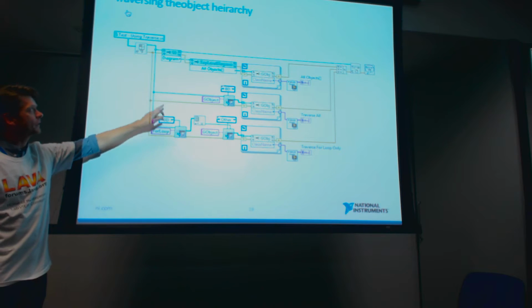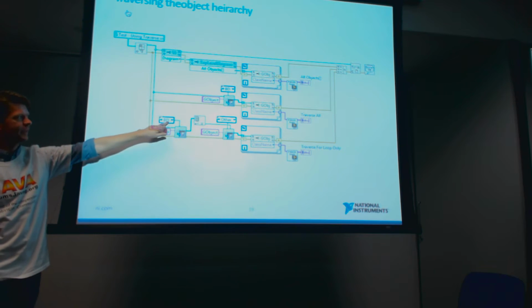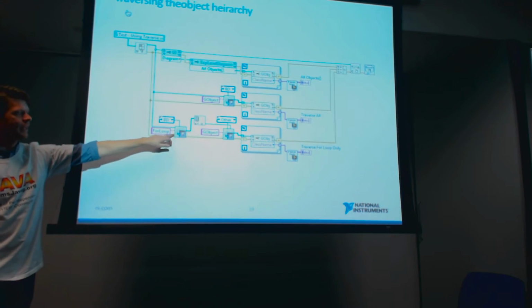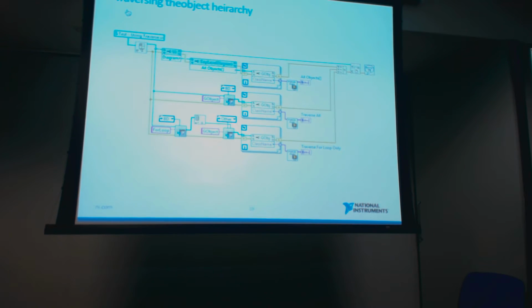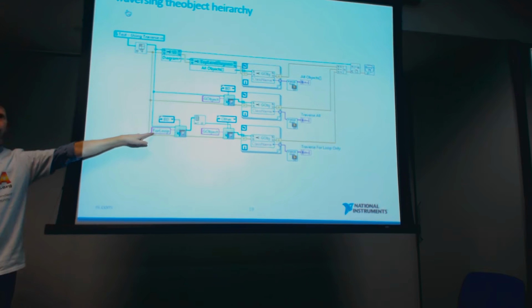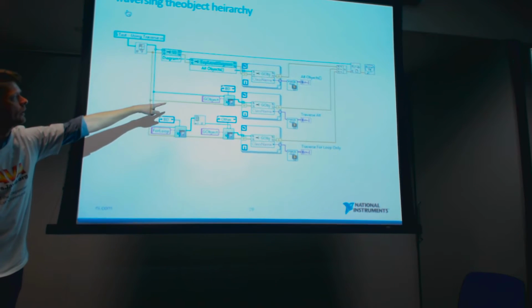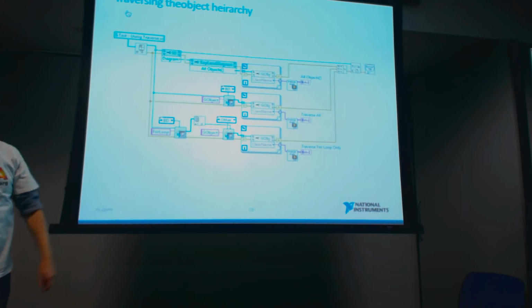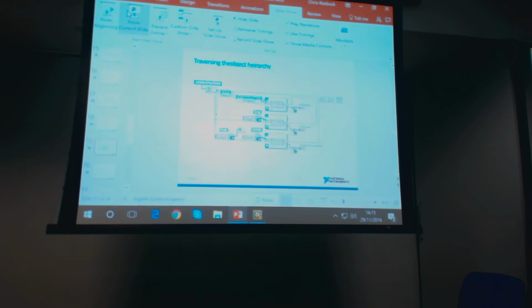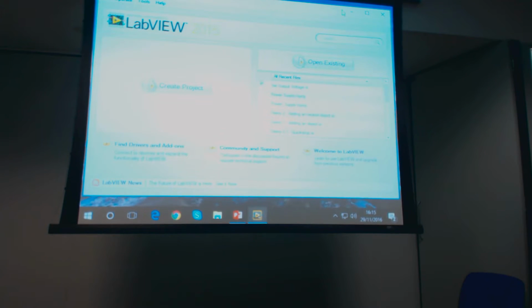So traverse VI hierarchy: we're passing it the reference to a VI, we're telling it that we're interested in BD, block diagram, and it allows us to filter by particular objects on a block diagram by their name. So in this case, I want to return all of the references to for loops on my block diagram. Or on the other one, I want to return all of the references to G objects, i.e. everything, on my block diagram. And then I'm going to return the name of those objects. So let's have a look at that in action.